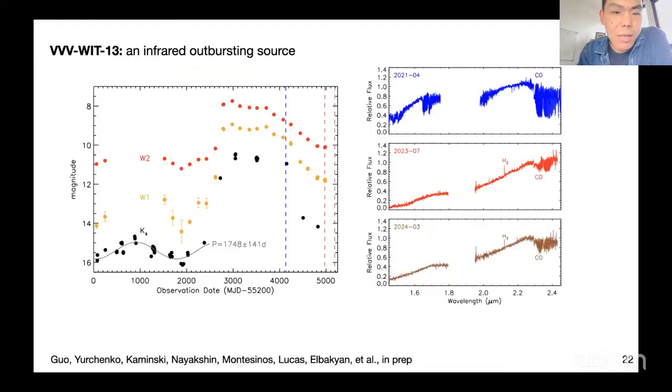Now I'm showing you the time series light curve of this object. On the left-hand side, we captured the outburst in K, W1, and W2 bands from VVV and from the WISE satellite. From the K band data, we can see that there is possibly, I'm not 100% sure, a periodic variability before the outburst, and then the star went into outburst with about 4 magnitudes. After that, it started to decay about 2,000 days later. In the WISE wavelengths, we also see this outburst in the W1 band and W2 band.